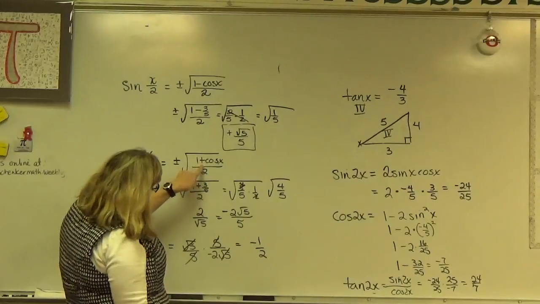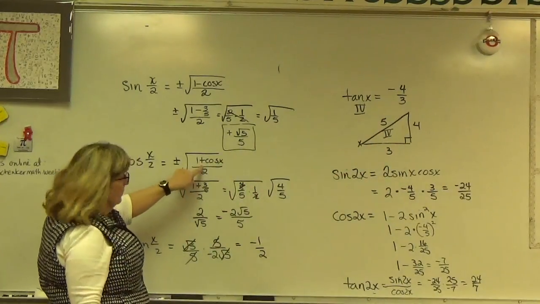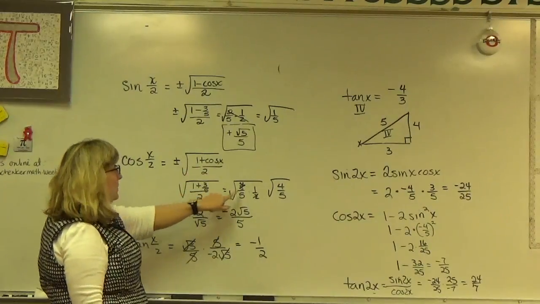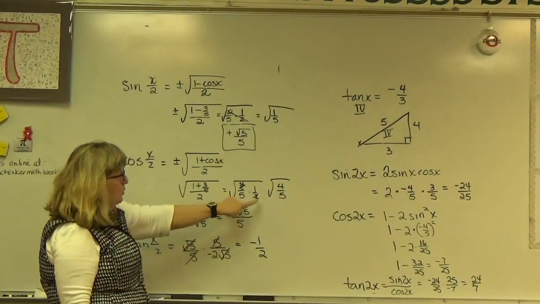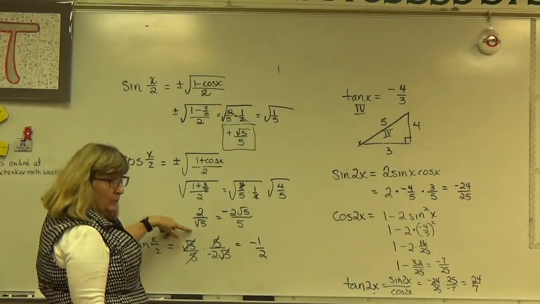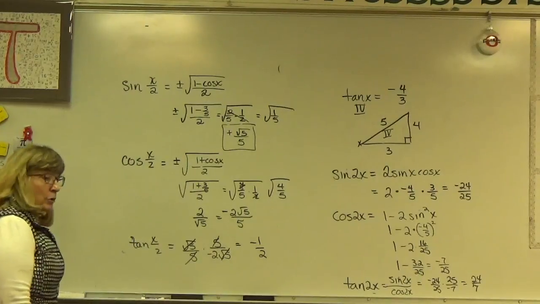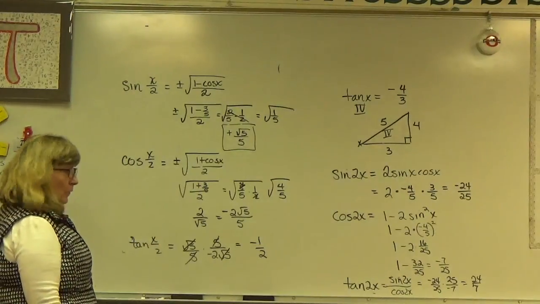Then this one is plus. So you still use the same cosine from that, which was 3/5. So 1 plus 3/5 is 8/5. 8/5 divided by 2 means you multiply by 1/2. So you get 4/5. You square root both the top and the bottom, multiply by your radical and you got your answer. And then tangent is just invert and multiply. Okay, are we good then?